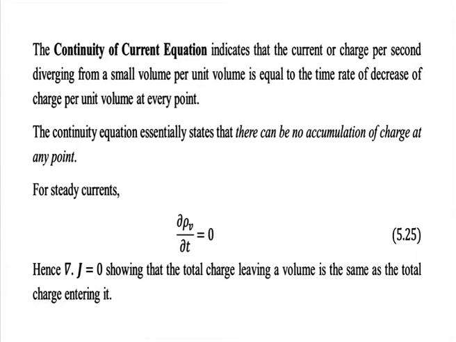For steady currents, del rho v by del t is equal to 0, that is, the divergence of current density is 0. Hence, del dot J is equal to 0 shows that the total charge leaving a volume is the same as the total charge entering it.